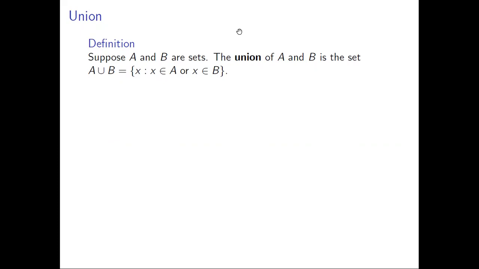So first one, well, one of the important operations is union. So suppose A and B are sets. The union of A and B is the set, which is written like this: A union B, which is defined as follows. It's the set of all x such that x is an element of A or x is an element of B. So here's a diagram that helps us visualize this.